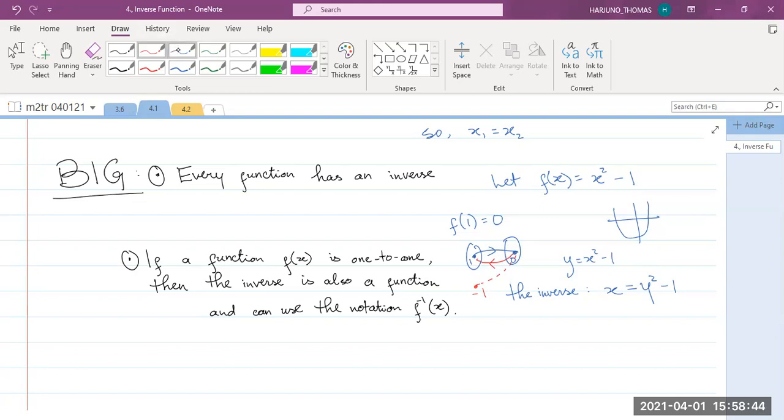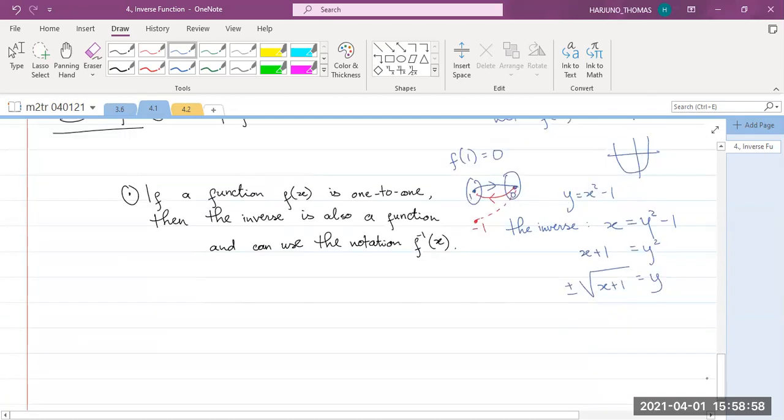However, this inverse is not a function. Why? For some x, you get 2 different y's. So then we cannot apply the functional notation. It is ridiculous, right? This notation here means the inverse is also a function, but that's not true. Why? Because you can find some x, let's say x equals 0, that gives you 2 different y's.